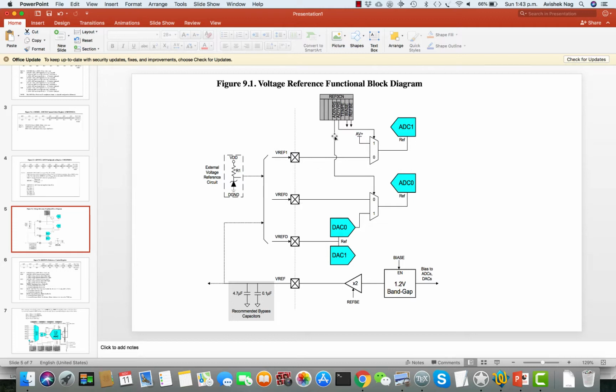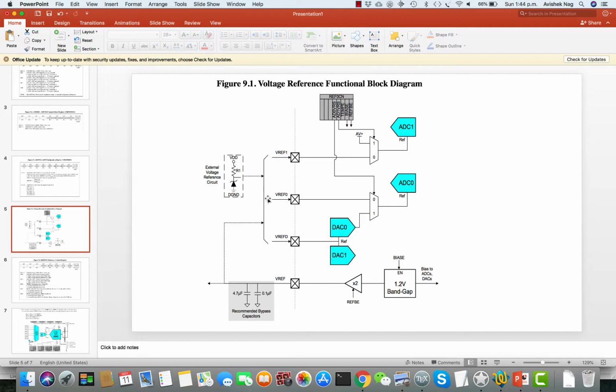So this AD0VRS has to be 0, and then this has to be 0 also, because we are not interested in ADC1 here. And then this temperature field has to be 0 because we are not selecting the temperature sensor, and these two have to be 1 so that the bias and the reference are properly set.